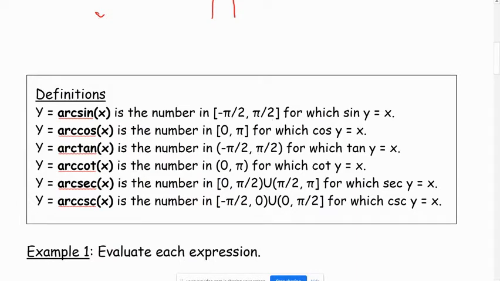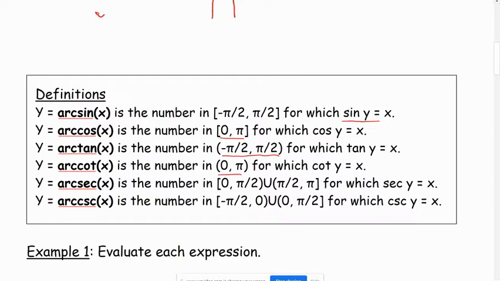So we restrict this sine graph from negative pi over 2 to pi over 2 to make the inverse into a function. For cosine, 0 to pi. For tangent, I talked about that one, negative pi over 2 to pi over 2. And same thing is similar for cotangent, but it's from 0 to pi.